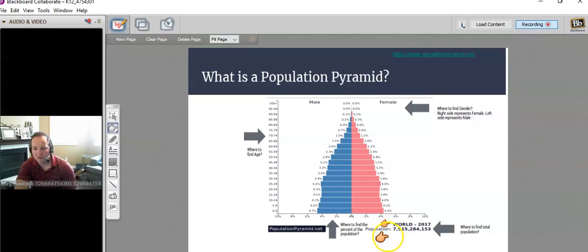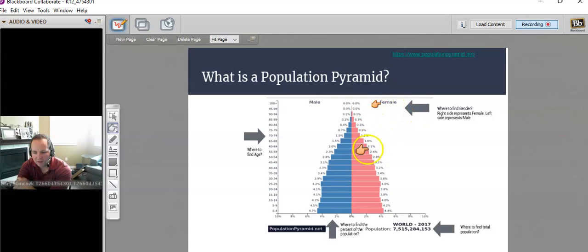And this one, if we look at the very bottom, we're talking about the whole population of the world. As of this time, the population keeps ticking up, but we have about 7.5 billion people in the world. As we look at this graph, it shows how many are male on the left side and how many are female on the right side. Pink is the female, blue is the male.